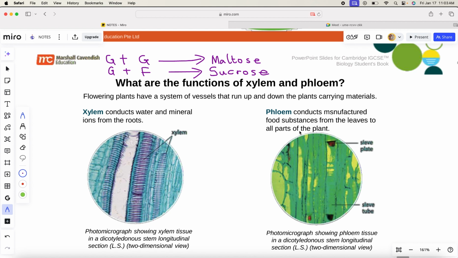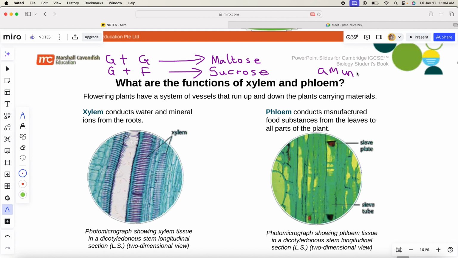So this sucrose will be transported through the phloem tube to every other part of the plant, because every part of the plant, whether it's the stem, the leaf, or the root, needs the manufactured food. It transports sucrose, and remember this is carbohydrate. It also transports amino acids when proteins are made.